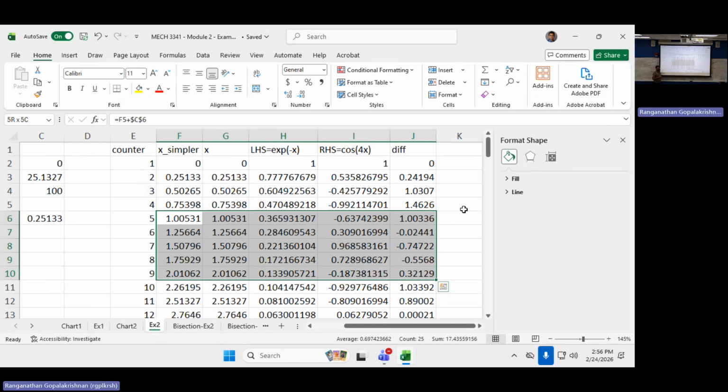Why don't you use goal seek to find it? You can use goal seek and compare the value to find it. I don't understand. Goal seek? Yeah, you can automate this. So I'm just trying to introduce the concept first, then we can talk about automation.